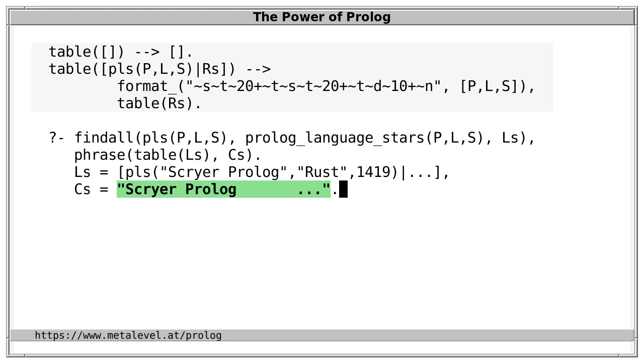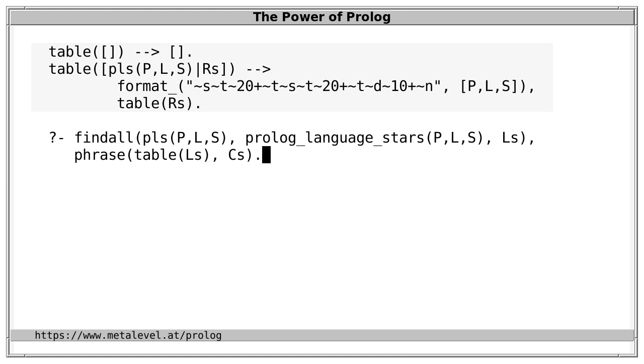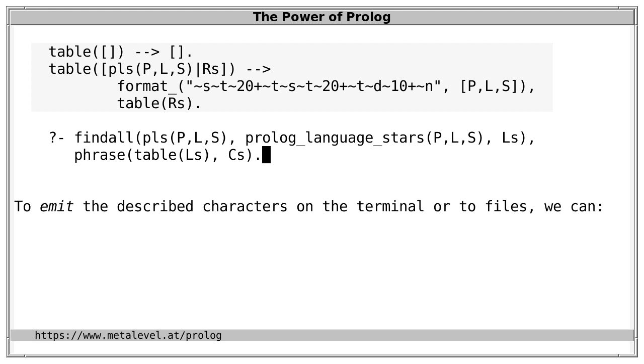Okay, now this is of course not yet what we really want, right? Because at least eventually, that is, as the very last step, we actually want to emit the described characters on the terminal, right? Or write them to a file. And actually writing characters is a so-called side effect, because it's outside the declarative description. It's extra logical. So how do we do this?